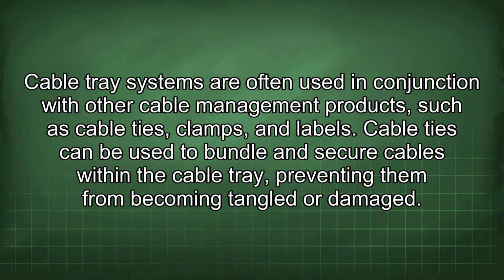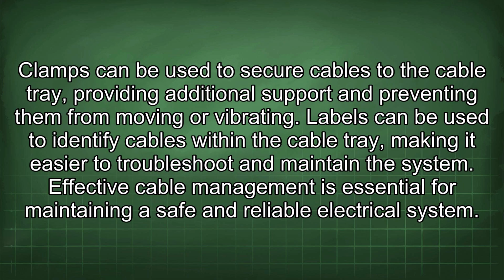Cable tray systems are often used in conjunction with other cable management products, such as cable ties, clamps, and labels. Cable ties can be used to bundle and secure cables within the cable tray, preventing them from becoming tangled or damaged. Clamps can be used to secure cables to the cable tray, providing additional support and preventing them from moving or vibrating. Labels can be used to identify cables within the cable tray, making it easier to troubleshoot and maintain the system. Effective cable management is essential for maintaining a safe and reliable electrical system.